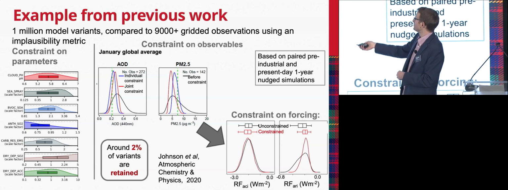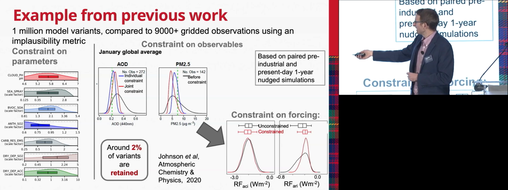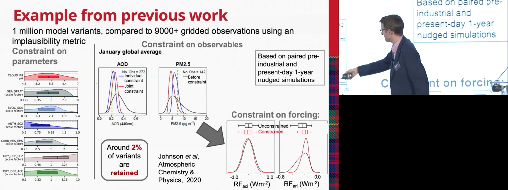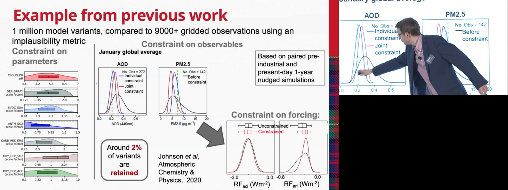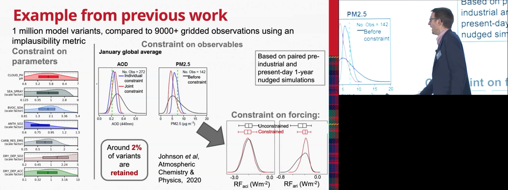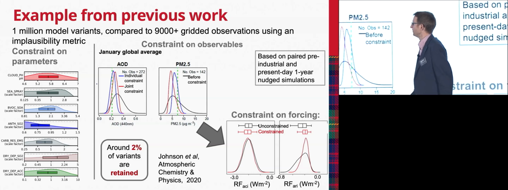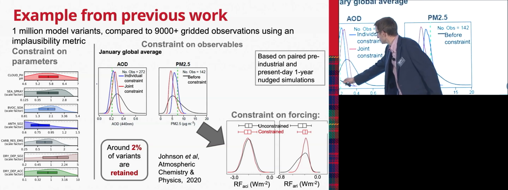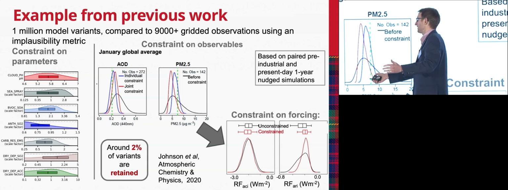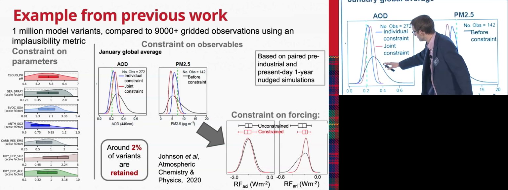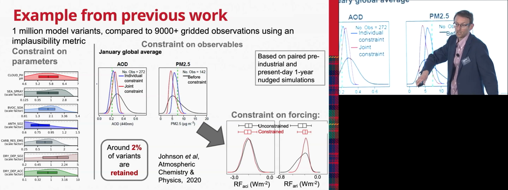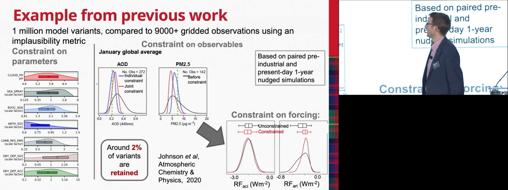Before the constraint on the model, we predicted the black probability distributions that you can see here over the uncertainty space that we put into the model. And the observation of the aerosol optical depth in this case was the green dashed line. We can tighten that. We can reject the implausible models in this part of the PDF here, and we're left with the red and blue lines, depending on how we do the constraint.